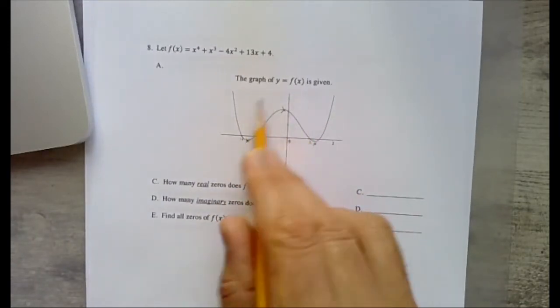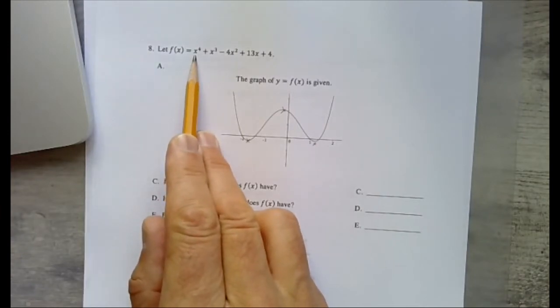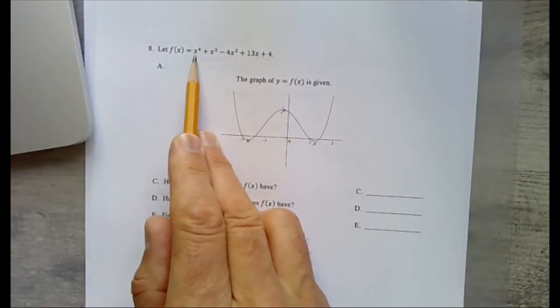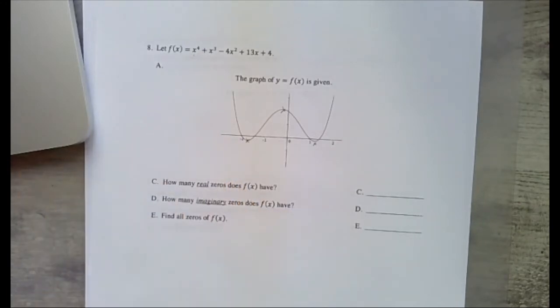Well, if we didn't have the graph, we could say that f of x could have 4 real zeros. Okay, and it could also have 2 real zeros, or it could have no real zeros. All right, and the reason it's going to have 4, 2, or 0 is because if there are imaginary ones, they have to come in pairs. Okay, so 4 or 2 or 0 real zeros.